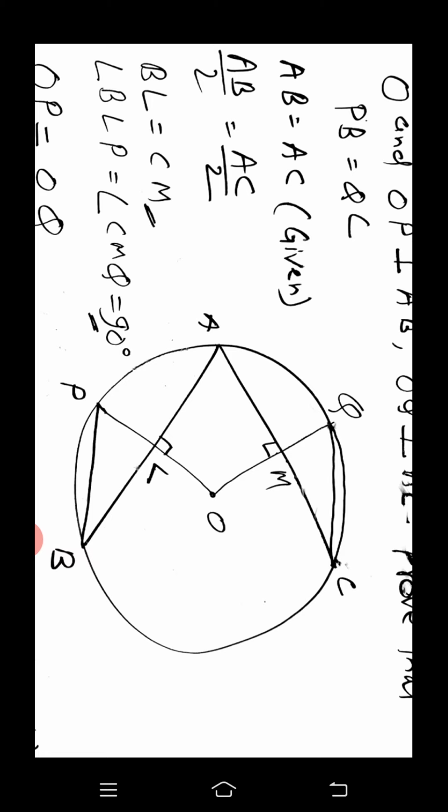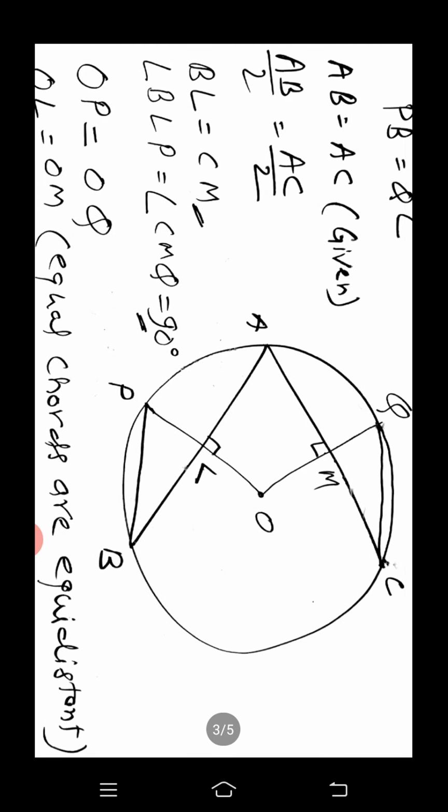And AB equals AC, given. So AB upon 2 will be equal to AC upon 2. If two things are equal, their halves will also be equal. So BL equals CM. We can see BL and CM are equal. So angle BLP equals angle CMQ equals 90 degrees. It is given as 90 degrees, so these are vertically opposite angles.